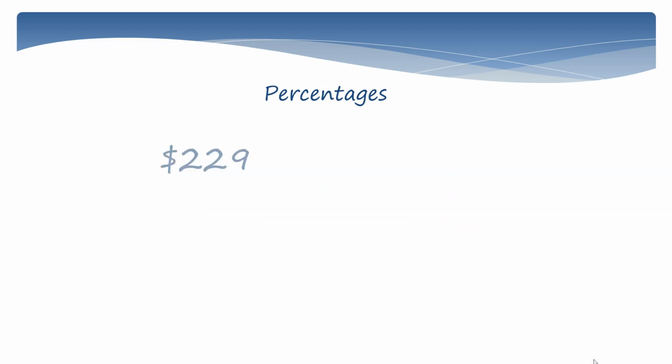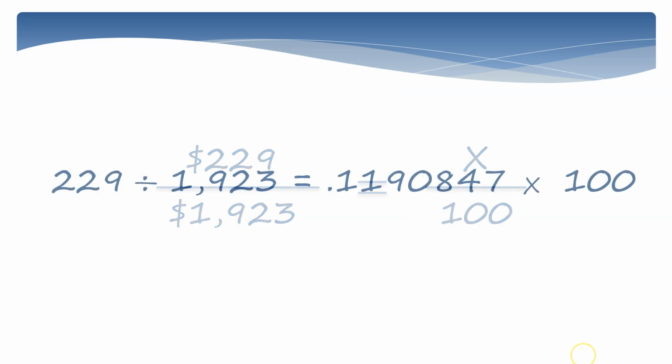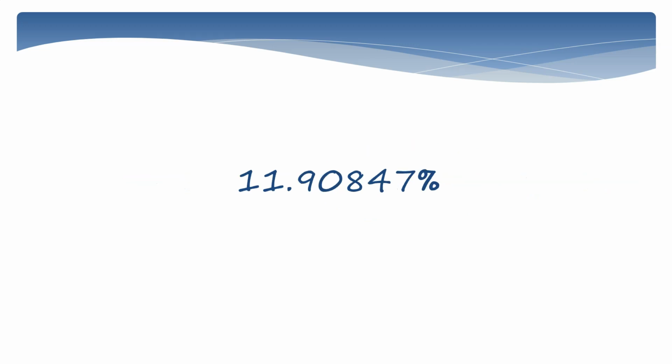In the spreadsheet example, the federal taxes were $229 from your take-home pay of $1923. So we're trying to find out what percentage that is out of 100. So that would look like 229 divided by your gross, which is 1923, equals 0.1190847. You're going to times that by 100, which is really just moving the decimal point 2 positions to the right, and it's 11.90847%. So it's 11.9% the federal government takes out of this example of every dollar earned.